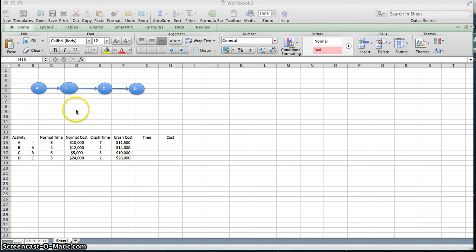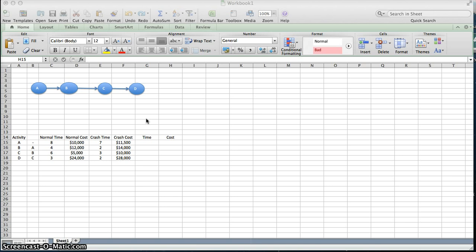If we were to shorten a project, it should make sense that you can only concentrate on activities that are on the critical path. Because if you were to shorten activities that are not on the critical path, then you don't gain anything. Remember, the critical path is the path that dictates the length of the project, the longest path through the project. And therefore, you have to concentrate on those activities that are on the critical path to shorten it.